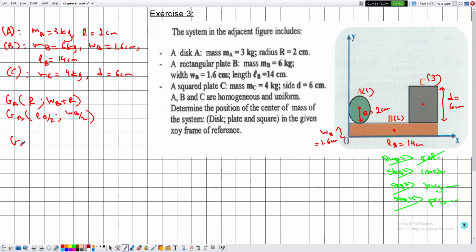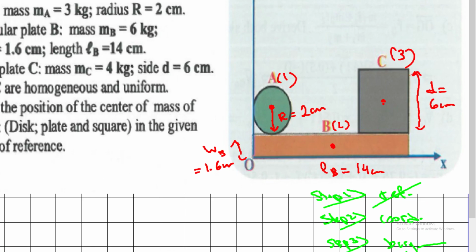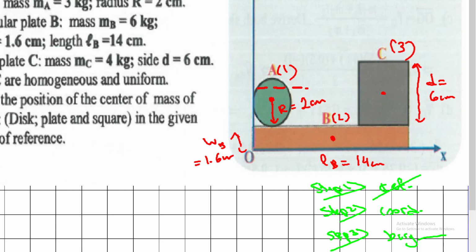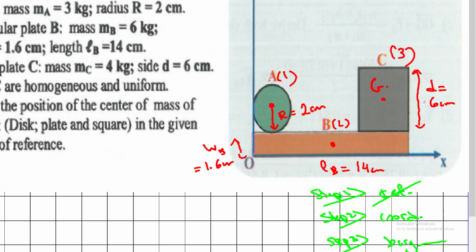As for GC, now we need to specify the coordinates of this point, which is given by GC, the center of gravity of the square C. Notice that if this is LB and this is equal also to D because this is a square, then this distance, which is from here to here, is given by what? Is given by simply this.